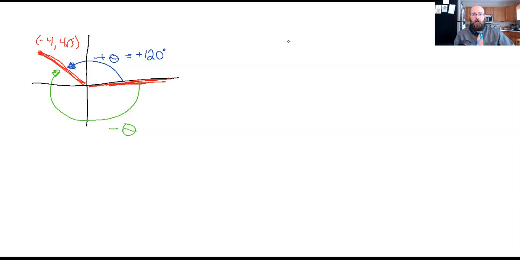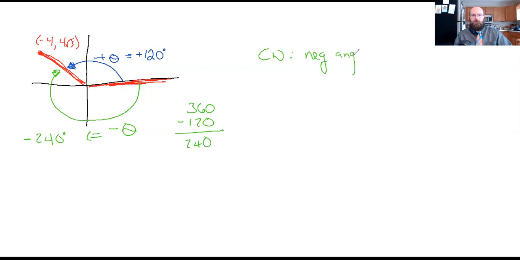The negative version of that is how much then? Well, a full circle is 360, and 360 minus that 120 is going to get me 240. So this whole side here is 240 degrees, but it's negative because we went down first from this x-axis over here. That is important to note. Anywhere on here, if we're going clockwise, it's a negative answer. So I'm going to write clockwise, or CW. It is a negative angle.